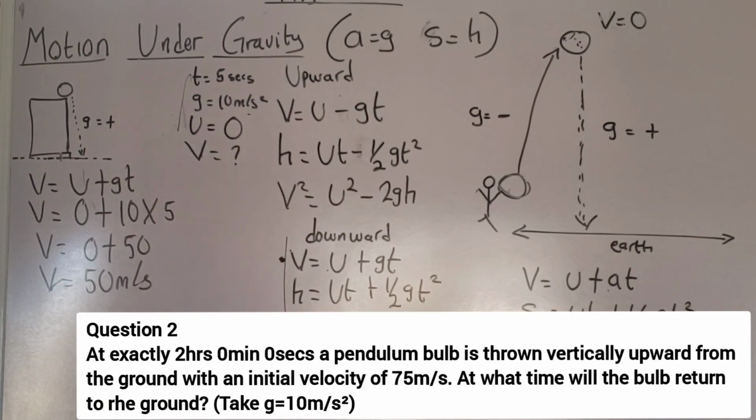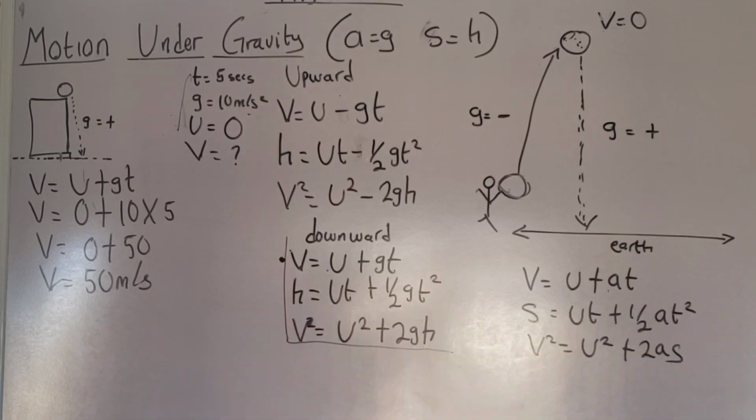Okay, let's look at the second question. At exactly 2 hours, 0 minutes, 0 seconds, a pendulum bulb is thrown vertically upwards from the ground with an initial velocity of 75 meters per second. At what time will the bulb return to the ground? Take g equals 10 meters per second squared.